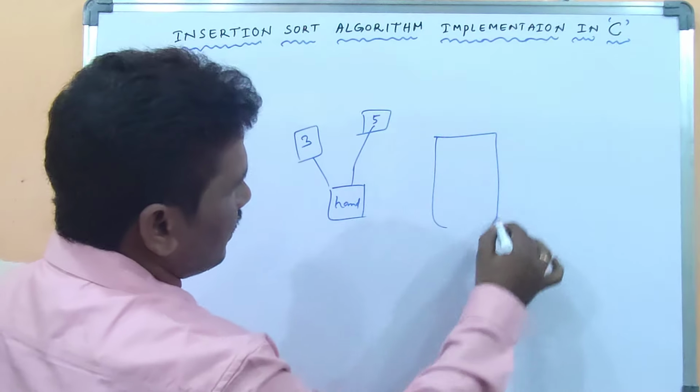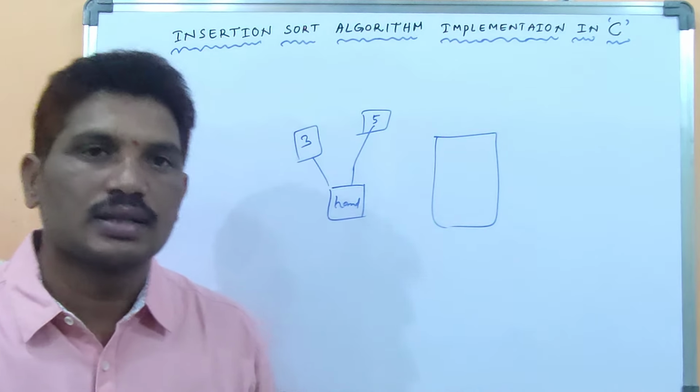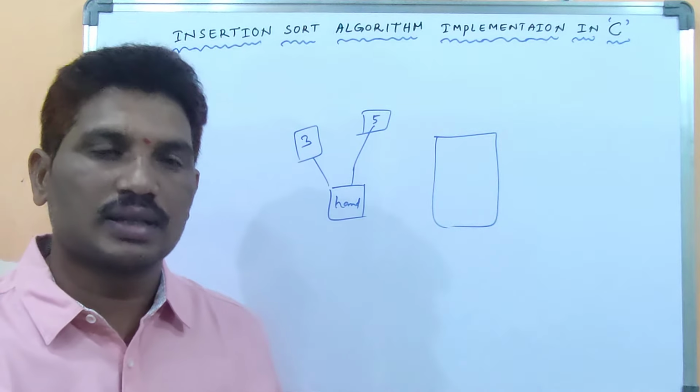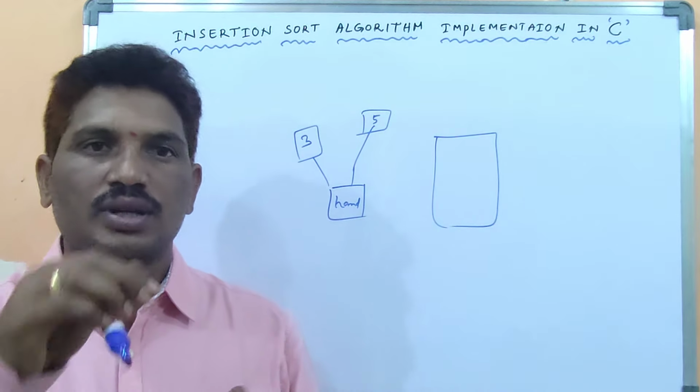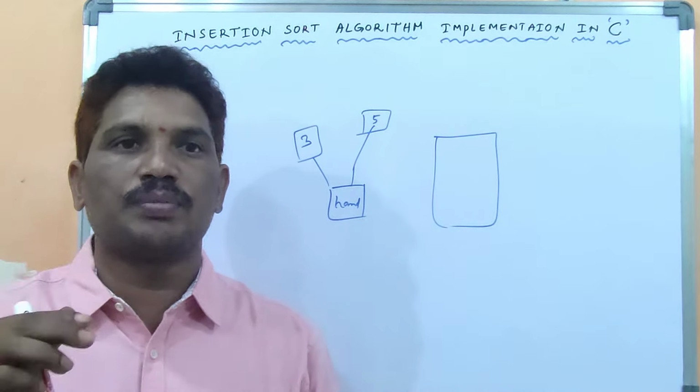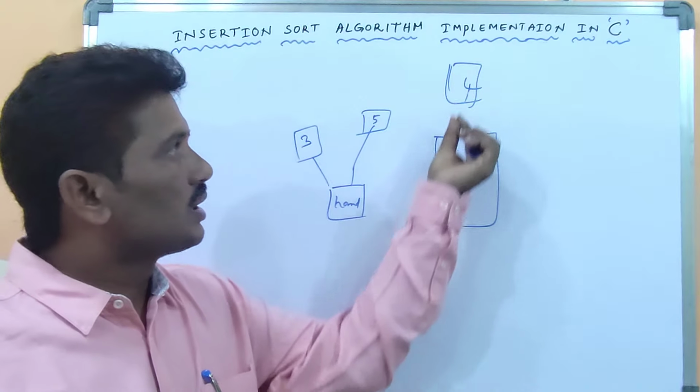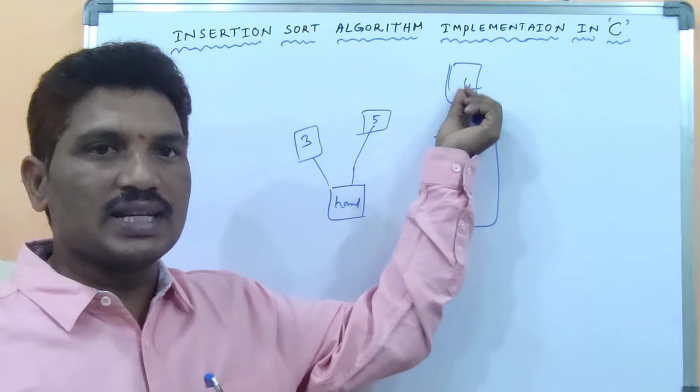For example, there is a pack of cards. Whenever you pick up a card, you can pick up only the top card from the pack. You are holding 2 cards in your hand, and then you pick up a card from the pack. Suppose the card number is 4. Where should you insert that card?